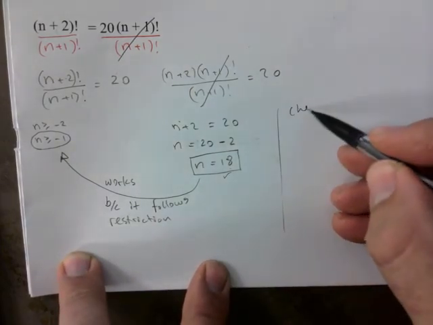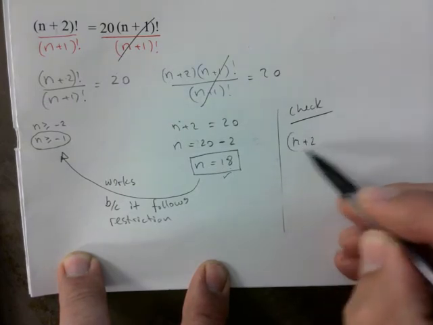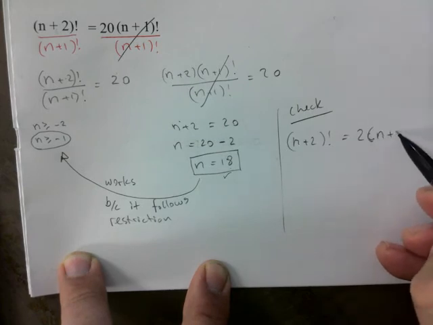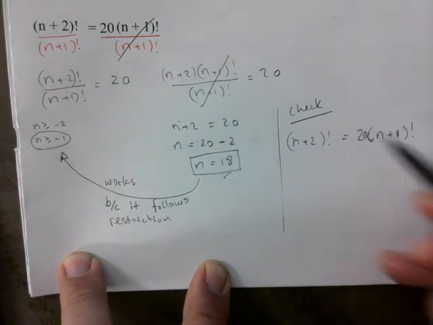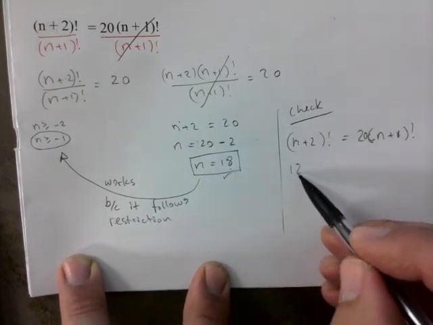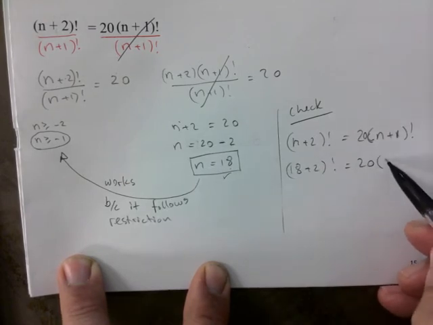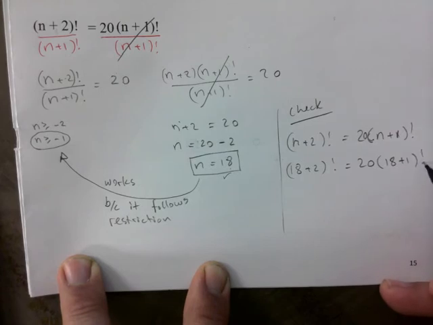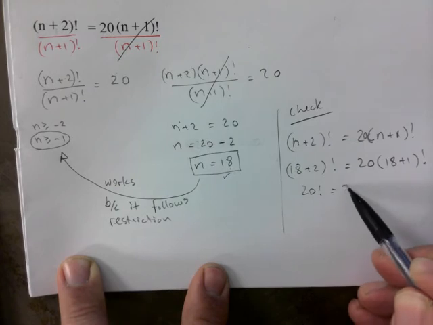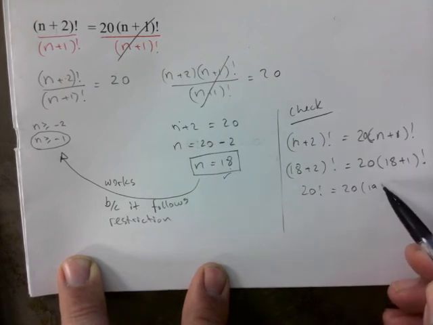We check on the side here. I'm going to take the original, n plus 2 factorial is equal to 20 times n plus 1 factorial. That's the original, and you just plug that in. So that's 18 plus 2 factorial over 20 times 18 plus 1 factorial. And so this is 20 factorial is equal to 20 times 19 factorial.